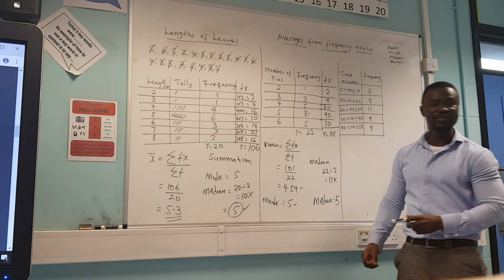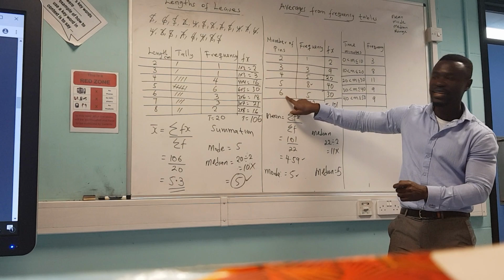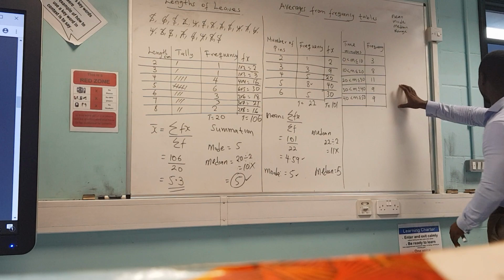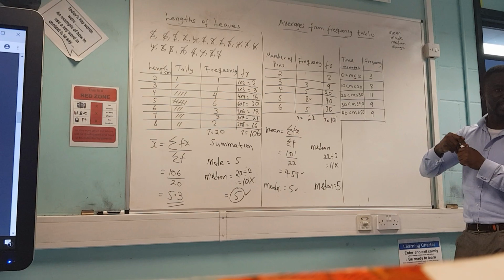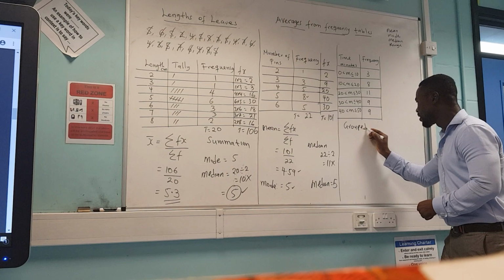So these are easy frequency table numbers. If they ask you in this type of question to find a range, it is the bigger number here take away the smallest number. That is the range. So let's quickly move on to this one here and see. This is different to this. This one, we call it a special name. It's called grouped data. Grouped, because they are in a group.